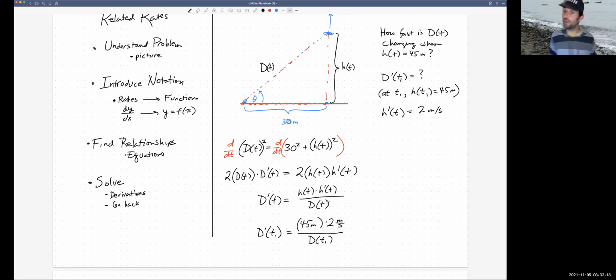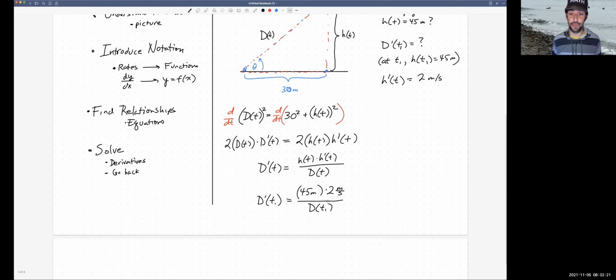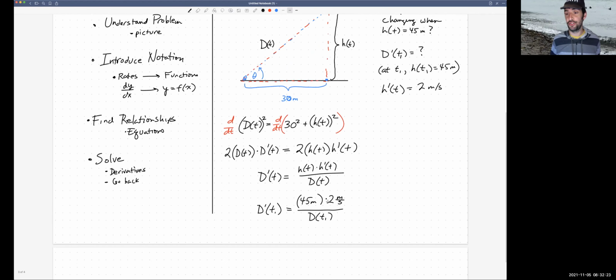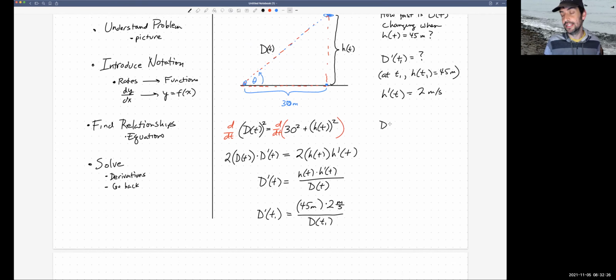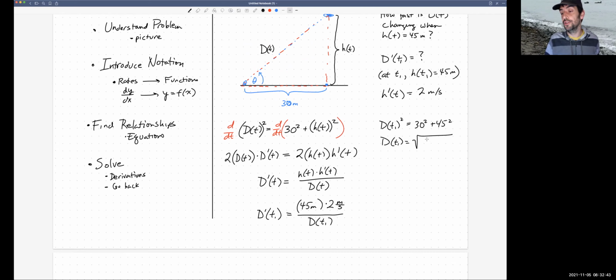I have to go back to the beginning and get the information I need, but it's pretty easy information to get. We know that d of t1 squared is equal to 30 squared plus 45 squared, right? Because at that moment, the height is 45, and we're using Pythagorean theorem. So d of t1 is the square root of 900 plus whatever 45 squared is. And I found this to be approximately, I'm rounding to the nearest whole number, 54.